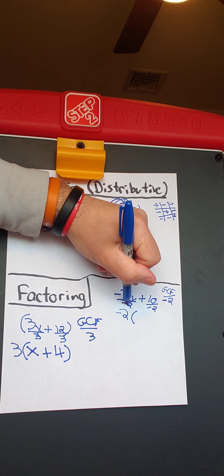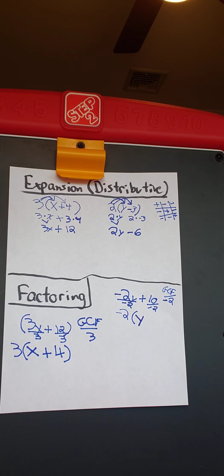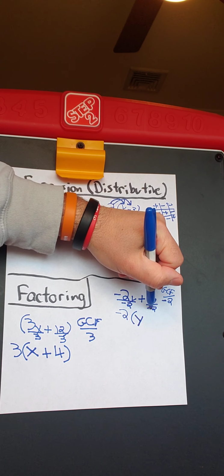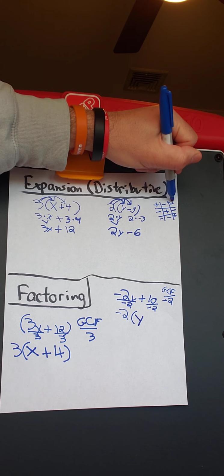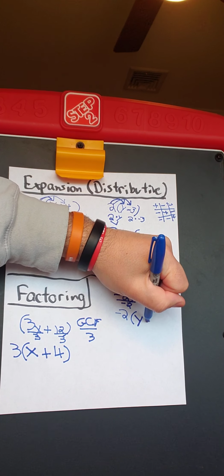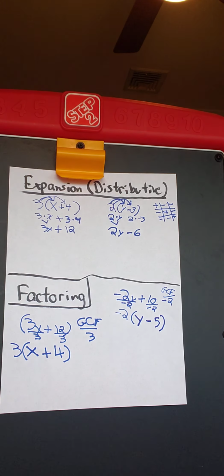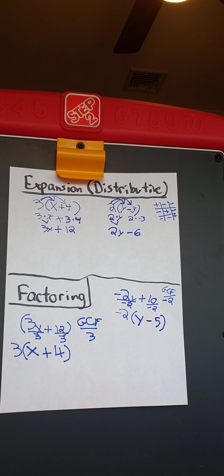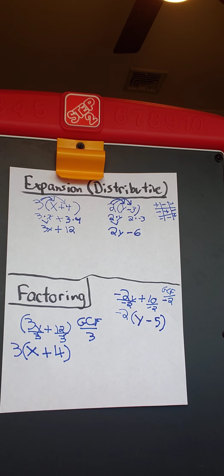So negative 2 divided by negative 2 gives you your positive 1. So that's positive 1y. Now, 10 divided by negative 2, a positive divided by a negative, gives you a negative. The rules don't change for multiplication and division. So a positive divided by a negative gives you a negative, and 10 divided by 2 is 5. So that is how you would factor, and that is how you expand. So factoring is the exact opposite of your distributive property.